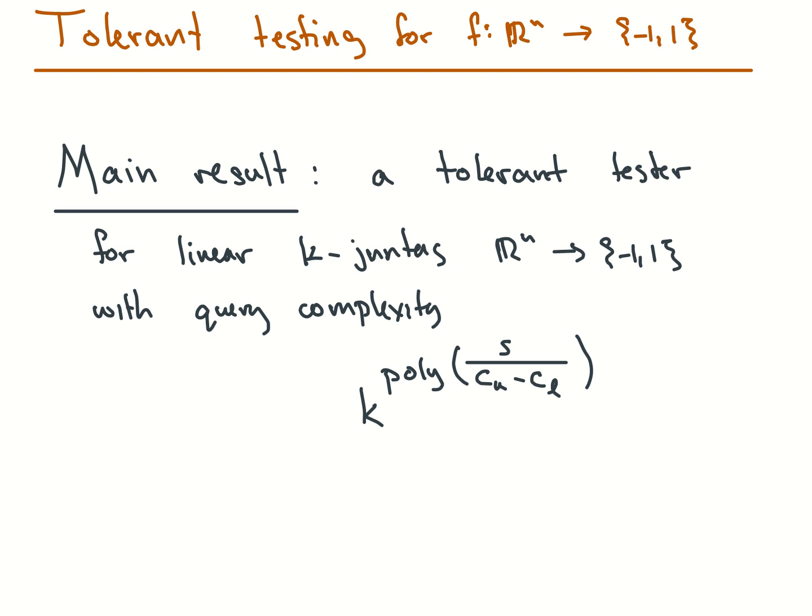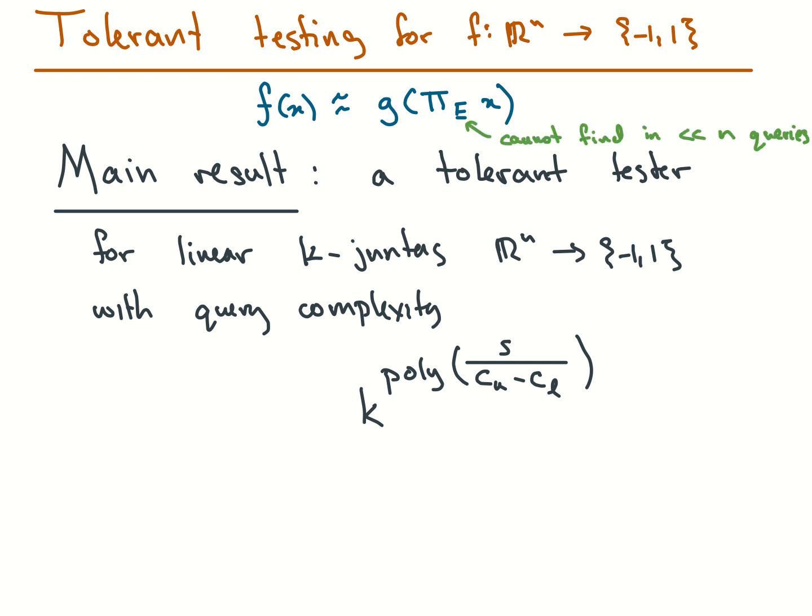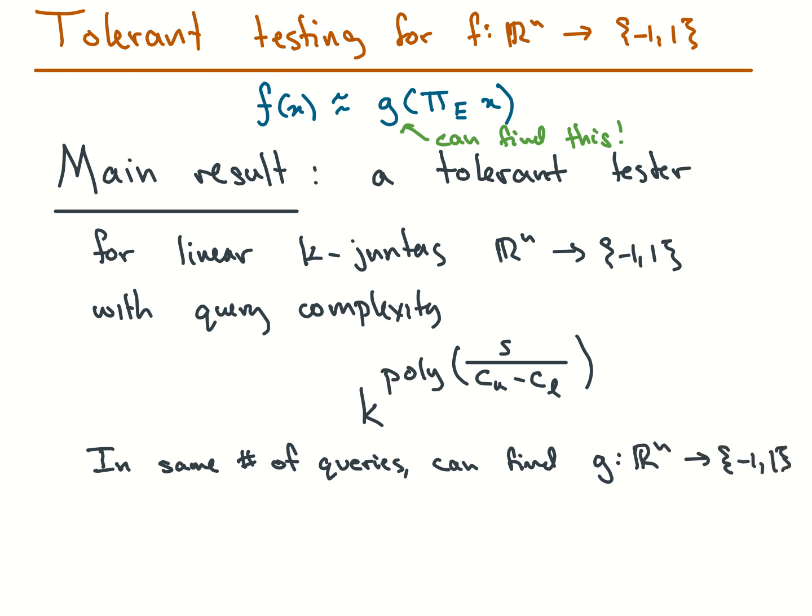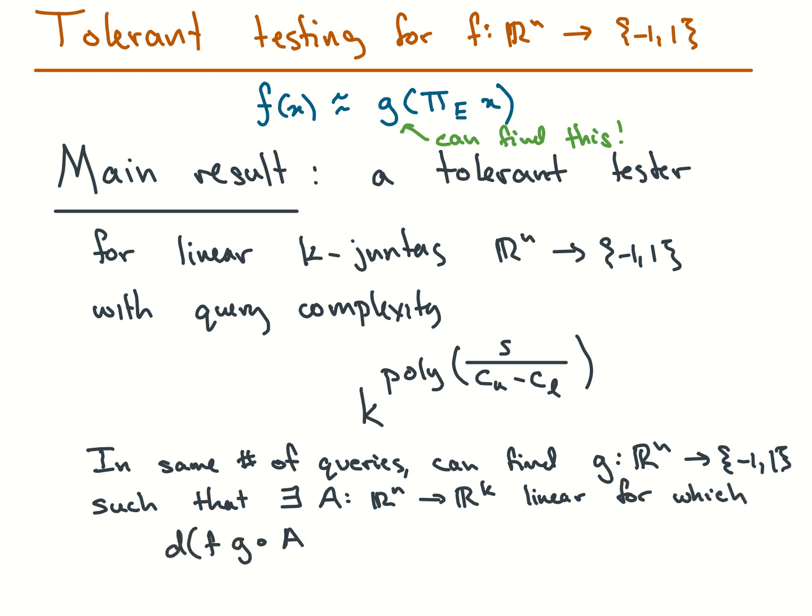We're able to do a little bit more than just testing and actually extract some information about how f can be written as a lower dimensional function. Now, we definitely can't find e with fewer than order n queries, because even specifying a single direction takes order n bits of information. In particular, it's impossible to find the best linear k-junta. However, it turns out that we can find the junta modulo the subspace. In this number of queries, we can find a function g on R^k, such that there exists, but we don't find it, a linear map from R^n to R^k, for which the composition is almost as close to f as the best linear k-junta.